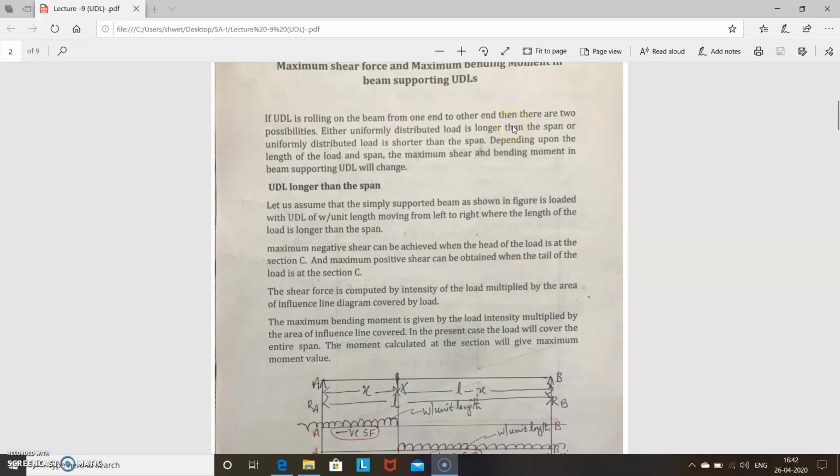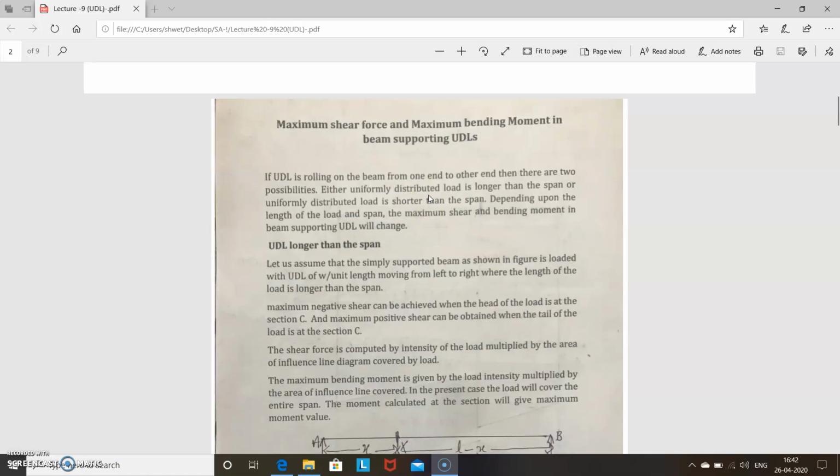That is longer than the span, and shorter than the span is the train resting on the track. So depending upon the length of the load and the span, the maximum shear and bending moment in a beam supporting a UDL will change. We will see in detail how it is in the case of UDL longer than the span and how it is in the case of UDL shorter than the span. First we will see UDL longer than the span.